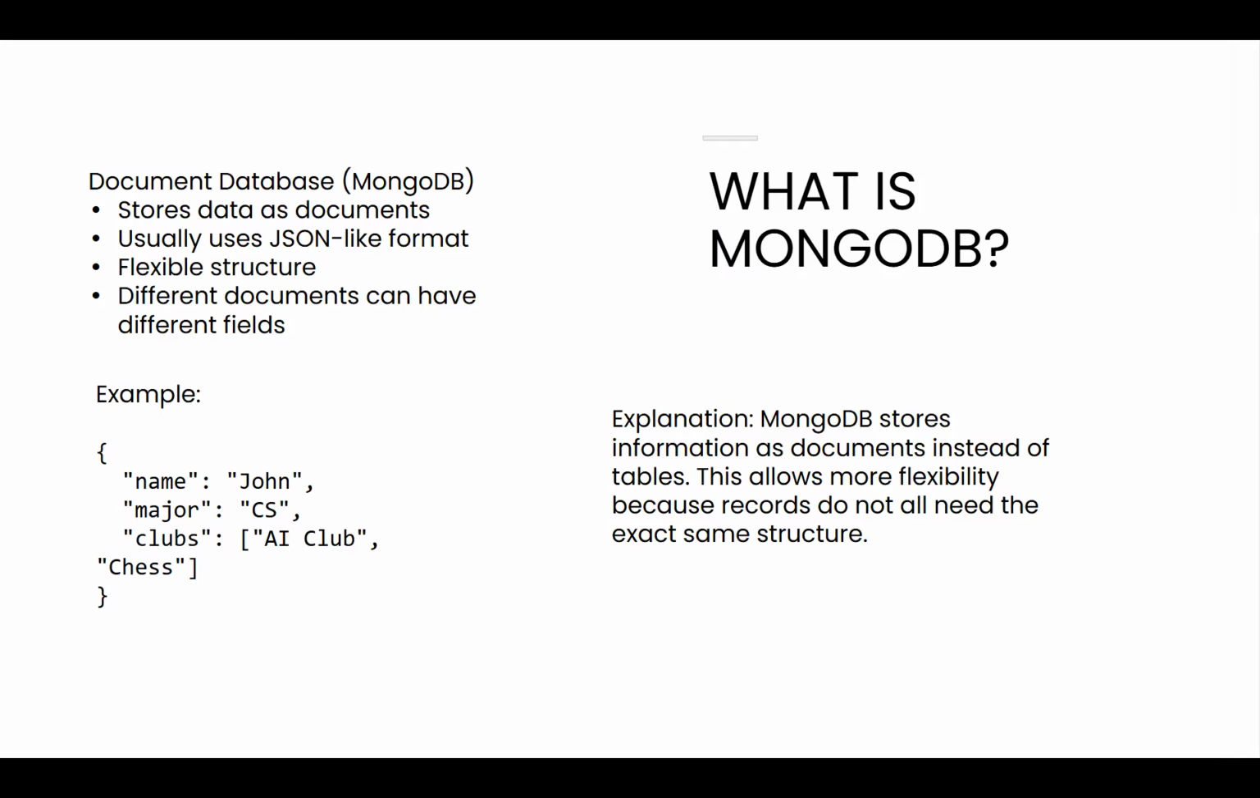This is for MongoDB. It stores data as documents in a JSON format. It has a flexible structure, and different documents can have different fields. As you can see from the example, the structure is different from the SQL database. This is basically a summary of what I just talked about, where SQL is tables, fixed schema, and strong relationships, while MongoDB is documents, with flexible schema and data.